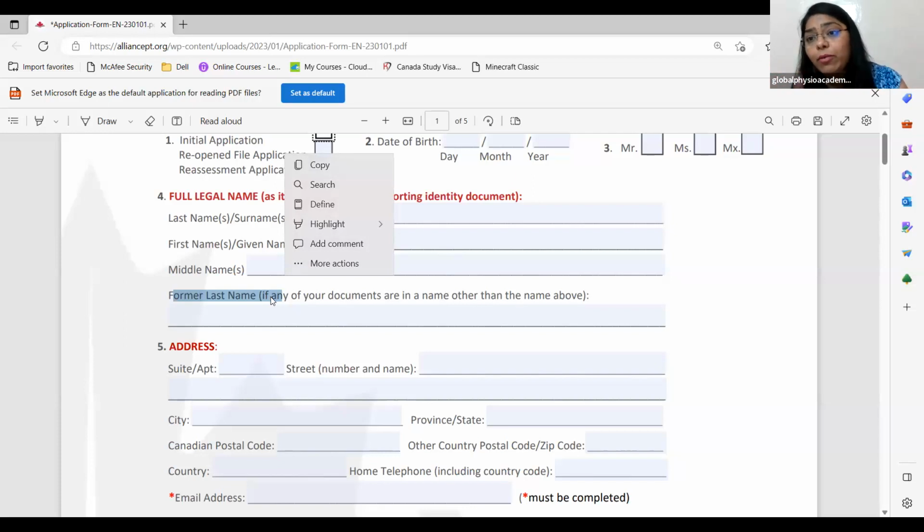For the last name, I'm going to apply as per my previous one, because all my degree certificates, my bachelor certificate, have my father's surname. So I have to provide the formal last name. But along with this, I have to submit a notarized marriage certificate. And one more thing, CAPR never accepts any original document. So you have to go with a copy, okay? But a notarized copy.